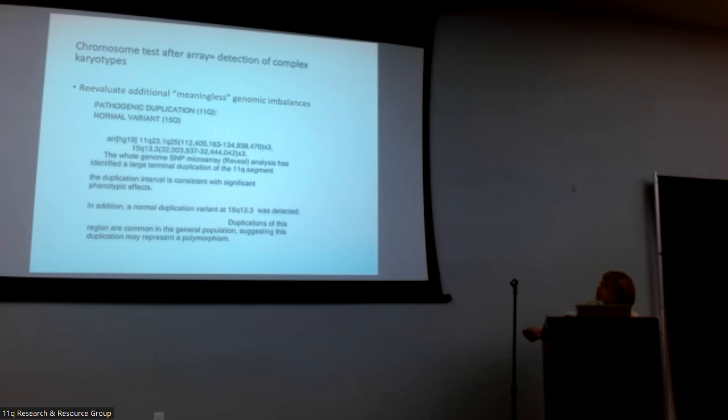It says pathogenetic duplication of chromosome 11q and plus a normal variant of chromosome 15q. Maybe in this case it's true, it's a normal variant because it's common in the population, but maybe it's not. And this chromosome 15 is part of a micro chromosome in addition, where 11q and 15q are joined together in a mini chromosome. So it could be different.